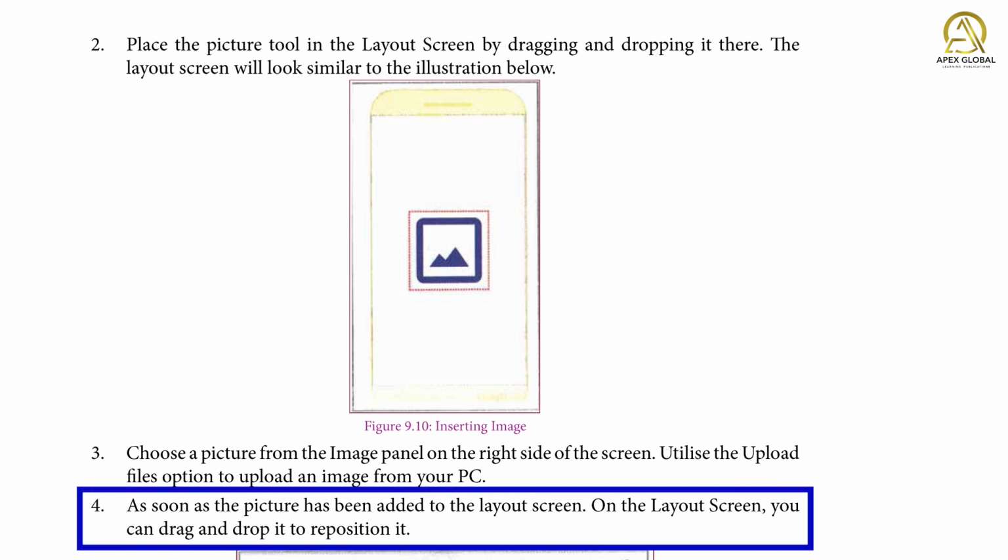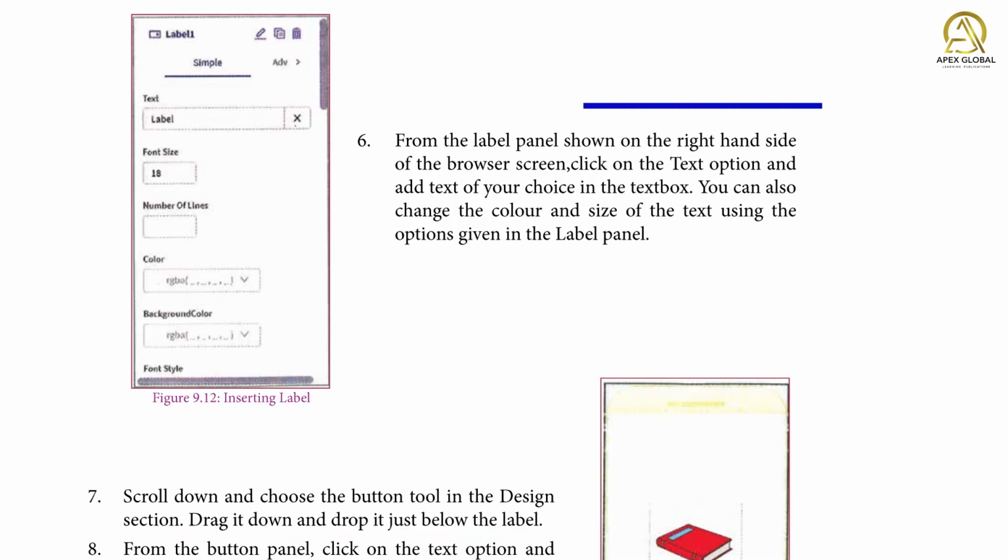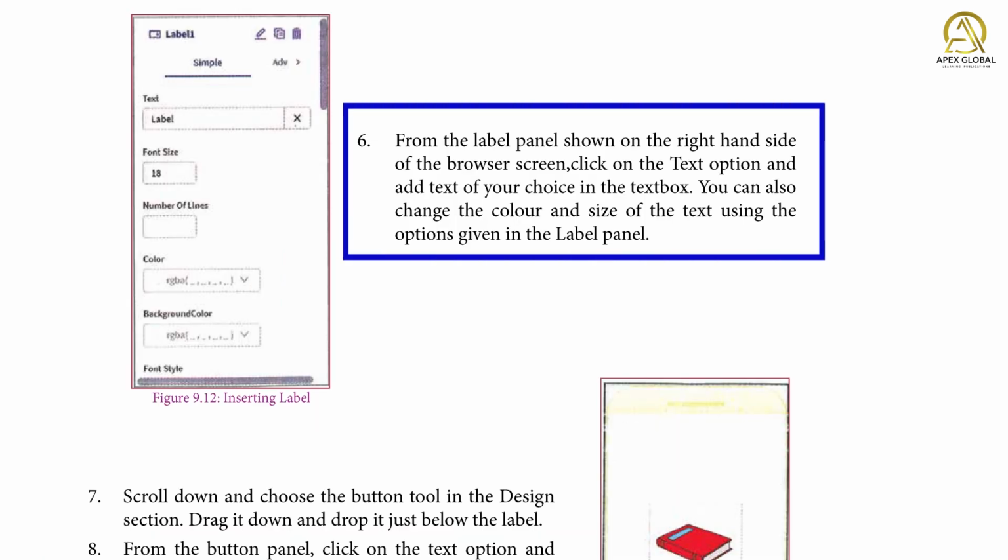4. As soon as the picture has been added to the layout screen, you can drag and drop it to reposition it. 5. Scroll down and choose the label tool in the design section. Drag it down and drop it next to the picture. 6. From the label panel shown on the right hand side of the browser screen, click on the text option and add text of your choice in the text box. You can also change the color and size of the text using the options given in the label panel.